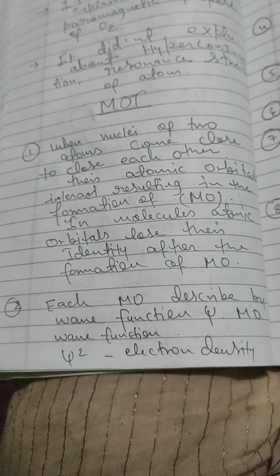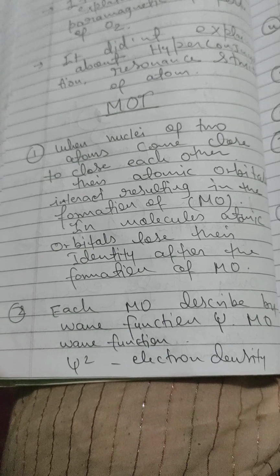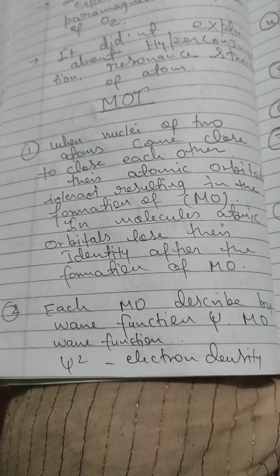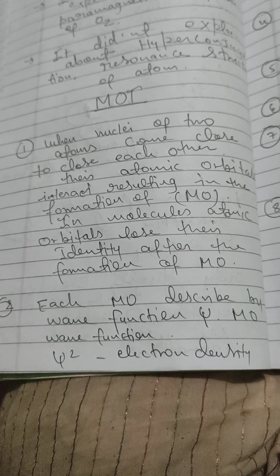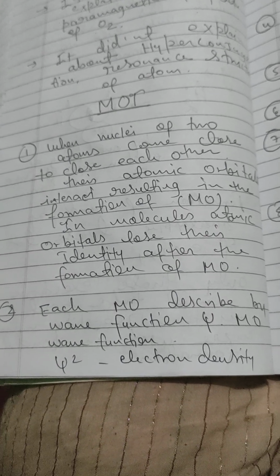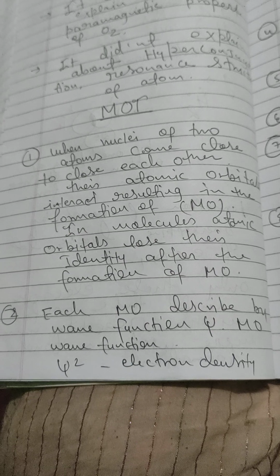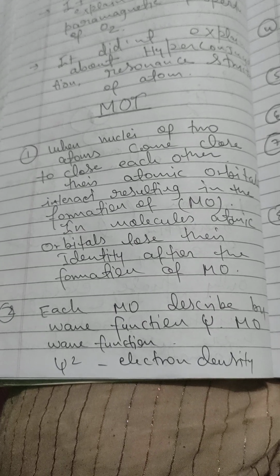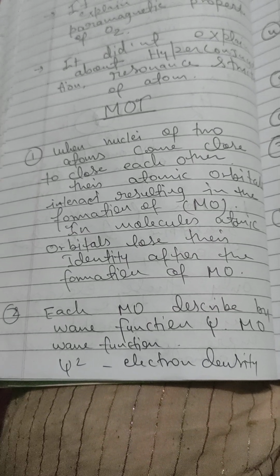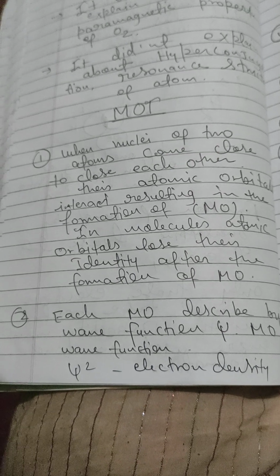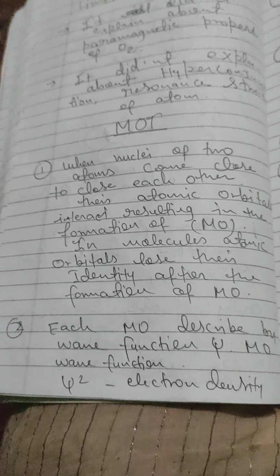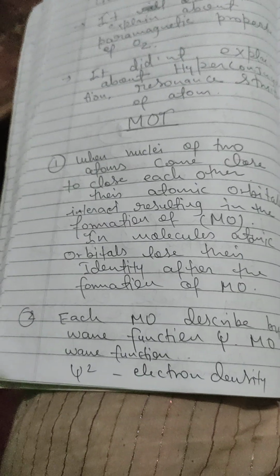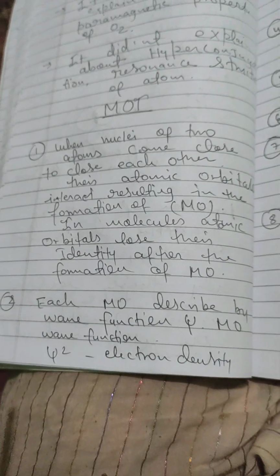As I told you, in my next class I will teach you MOT, that is molecular orbital theory. Okay. So what is molecular orbital theory? When nuclei of two atoms come close to each other, their atomic orbitals interact, resulting in the formation of a molecular orbital. In a molecule, atomic orbitals lose their identity after the formation of a molecular orbital. What does it mean? I'm just going to tell you with an example.